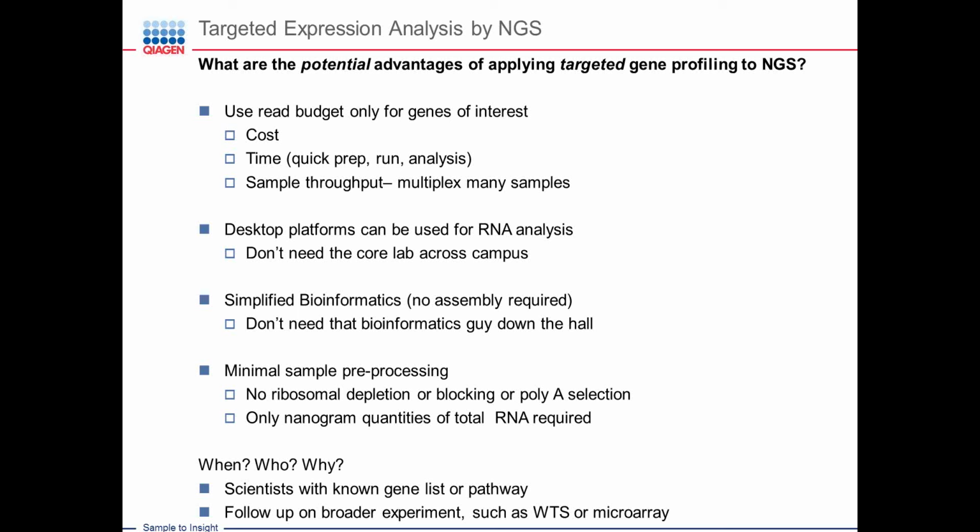Or if you've done a broader experiment, such as a large microarray expression analysis experiment or a whole transcriptome experiment, and you've developed a list of genes that you'd like to look at further, you can, for example, rather than do one sample at a time, now look at 100 genes in 384 samples at a time, and do the analysis right off your instrument onto our website and look at 400 samples a day.